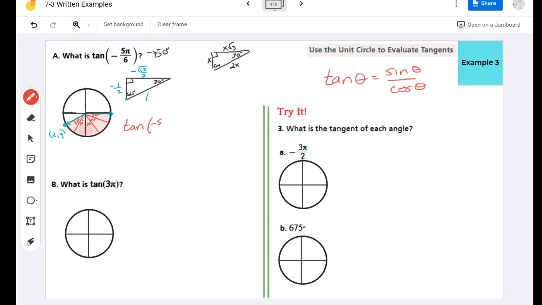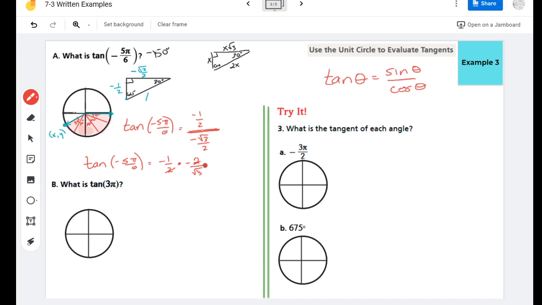So my tangent of this angle is my sine, which is my y value, divided by my cosine, which is my x value. Whew, that's a little ugly, isn't it? So what I'm going to do is use that keep change flip to divide those fractions. I'm going to keep the negative 1/2, change this division to multiplication, and then flip this one to look like negative 2 over root 3.